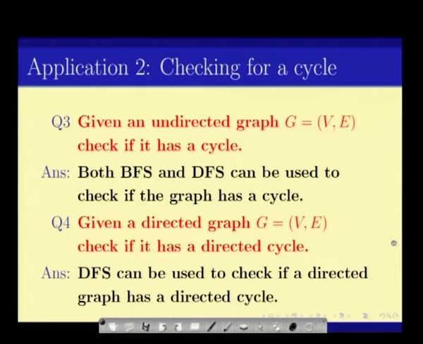What happens in the case of directed graphs? And this is where things become interesting. So, given a directed graph, check if it has a directed cycle. Till now, all the applications that we gave required us to use either BFS or DFS; either of them would have worked fine. But in this setting, it turns out that it is only the DFS that works, and we have seen the reason for it earlier in our lectures, and it is because of the special DFS structure.